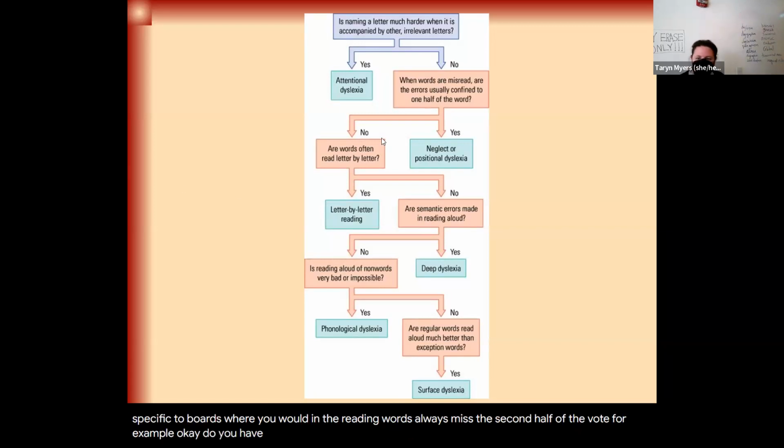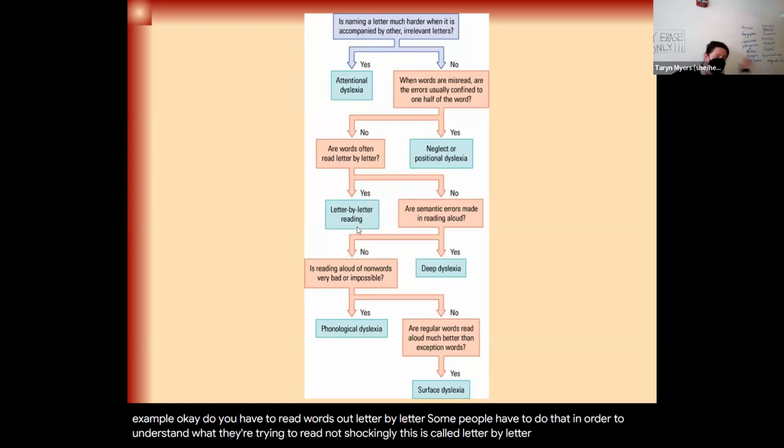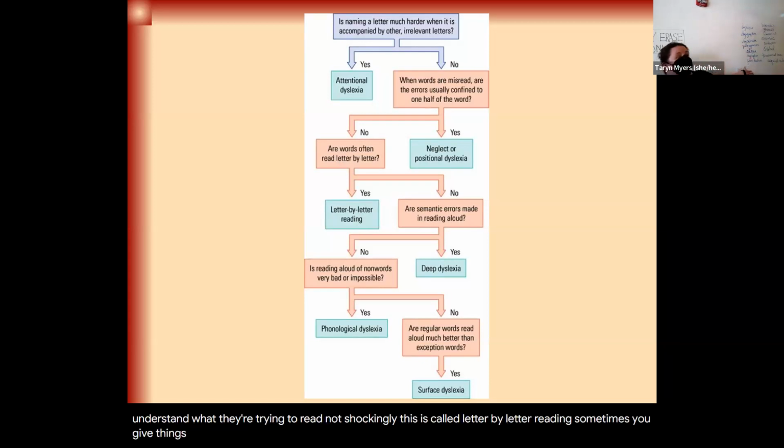Do you have to read words out letter by letter? Some people have to do that in order to understand what they're trying to read. Not shockingly, this is called letter by letter reading. Sometimes we give things really obvious names. It's helpful, right? And so you can only read by essentially spelling the words out.